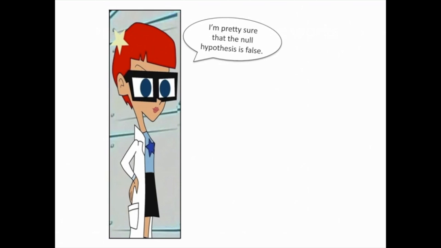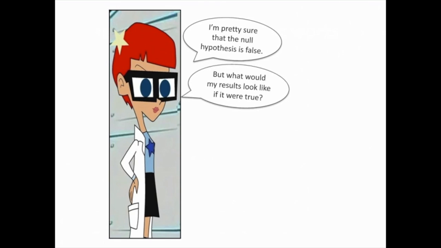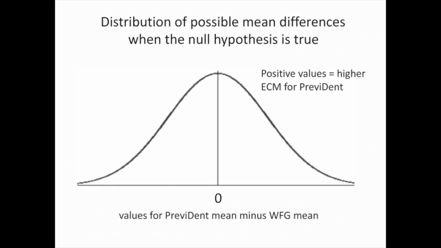Here's how hypothesis testing works. The researcher focuses on the null hypothesis. She does this by creating a distribution of all the possible results that can occur when the null hypothesis is true. As long as certain assumptions have been met, this is what such a distribution would look like. This shows all the possible values for the difference in mean ECM, Prevident minus Winterfresh gel, which I've abbreviated WFG, when there's no real difference in remineralization between the two products. Notice that 0 is at the middle of this distribution, but there's also a range of values to either side of this 0 point.